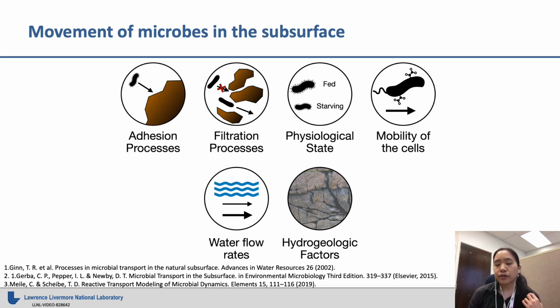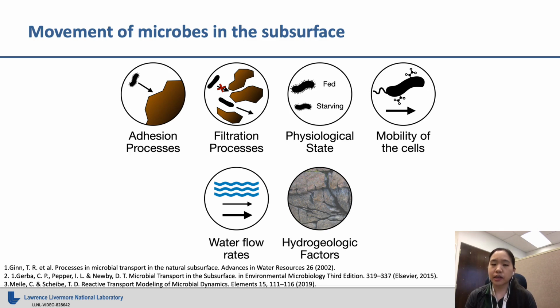Second, microbes have been shown to move through subsurface materials, and several factors have been identified from previous studies, including adhesion processes that actually impede microbes' movement and may lead to the development of biofilms. There are also filtration processes, which essentially exclude microbes based on size. The physiological state of a microbe is also important and can influence the microbial cell size. So previous work showed that starved cells are actually smaller and can be more mobile through subsurface materials.